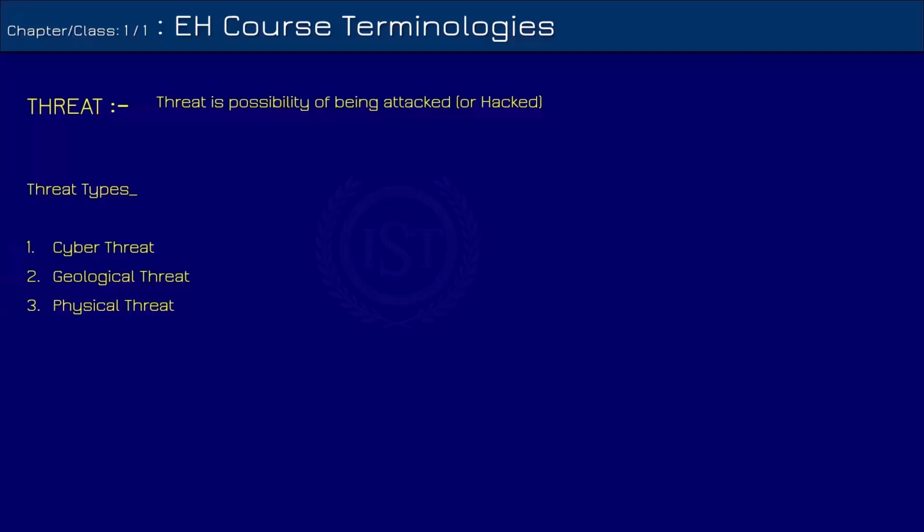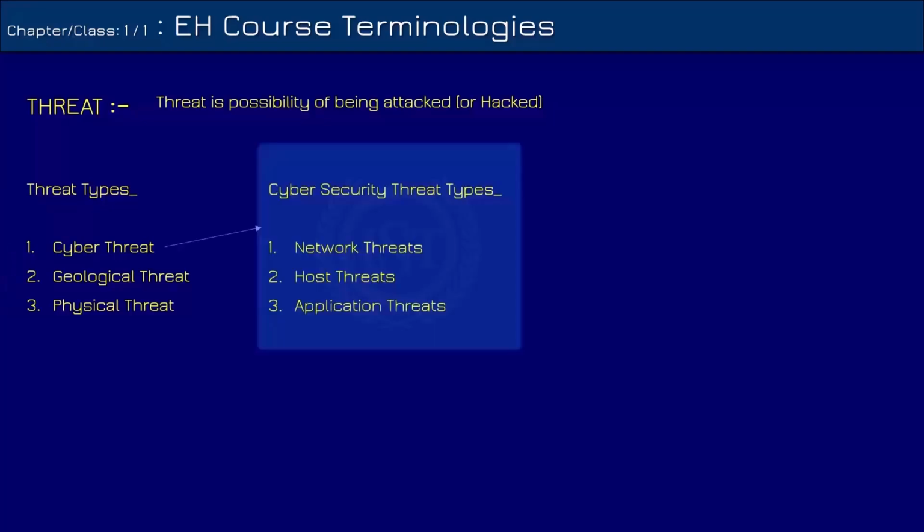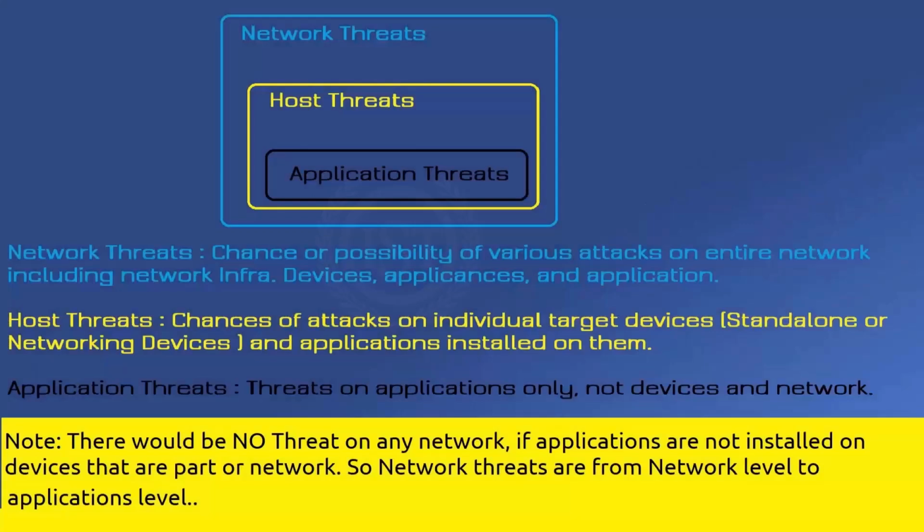Cyber threats can be further divided into three types: network threats, host threats, and application threats. Network threats are threats from attacks on the entire network infrastructure, while host threats are threats from attacks on a particular device like individual systems, servers, or applications. And application threats are related only to the applications, like applications installed on devices like computers, mobiles, or networking devices.